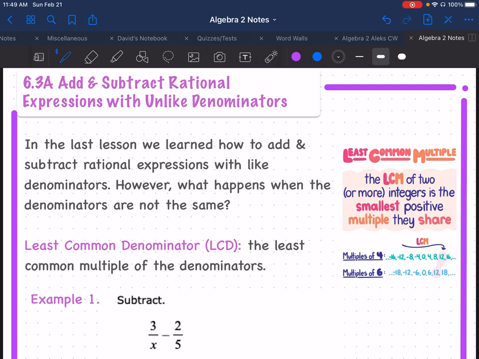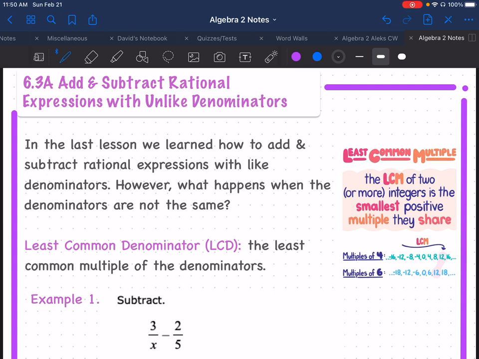Today's lesson is 6.3a, add and subtract rational expressions with unlike denominators. In the last lesson we learned how to add and subtract rational expressions when the denominators were the same. However, what's going to happen when the denominators are not the same? Well, when they're not the same, we have to find what is called the least common denominator, or the LCD, which is the least common multiple of our denominators.